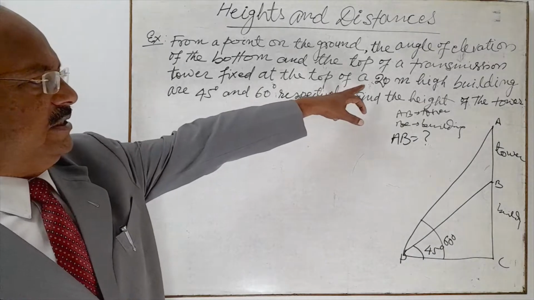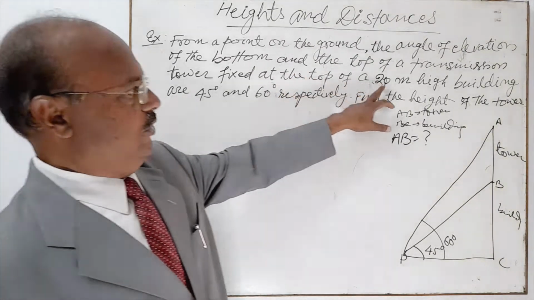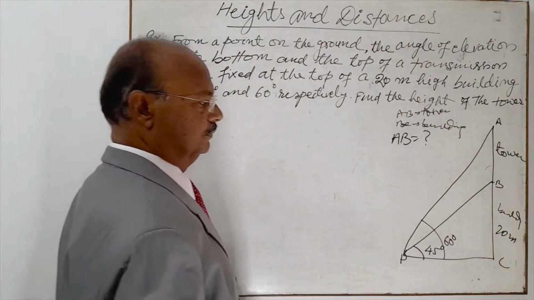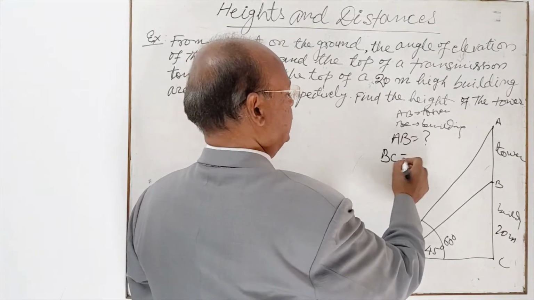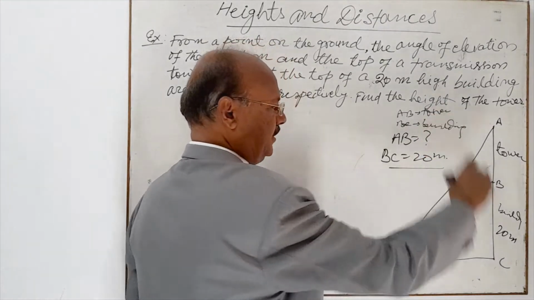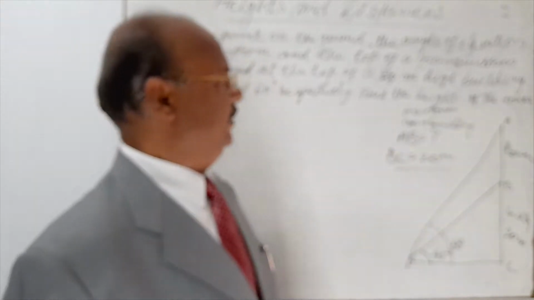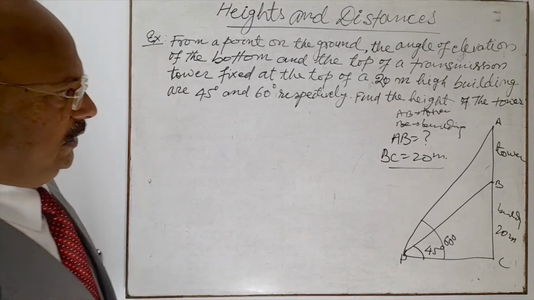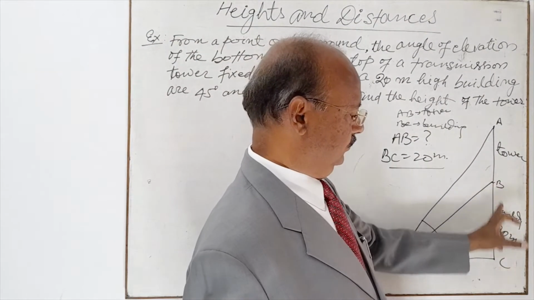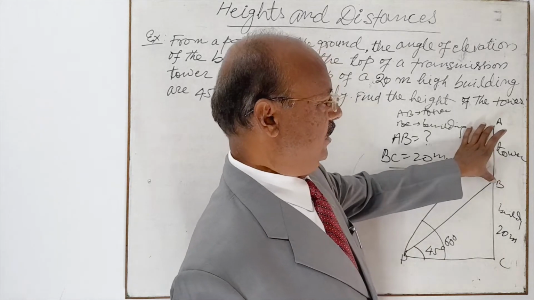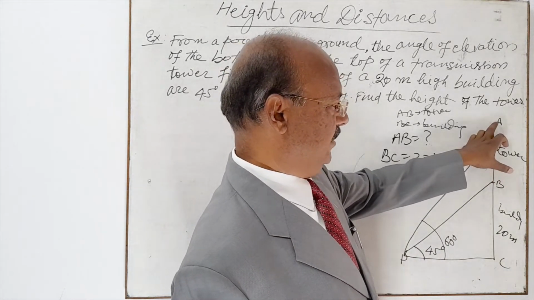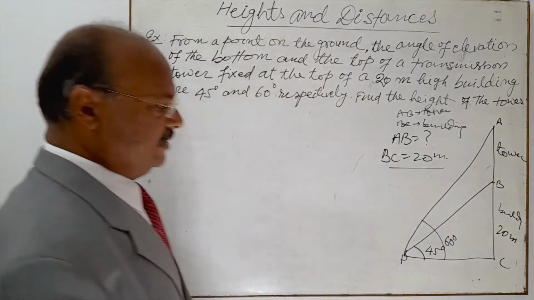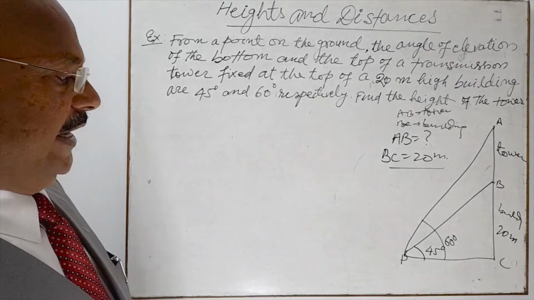Here the height of the building is given, a 20-meter high building. BC is 20 meters. Let us calculate AB, the height of the tower. And when you add 20 meters to this tower, then it will become the height of this point A, the top of the tower, from ground level, correct?